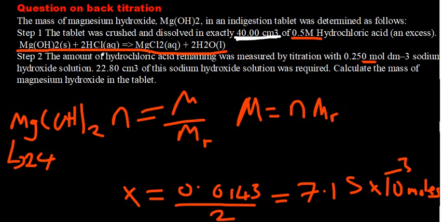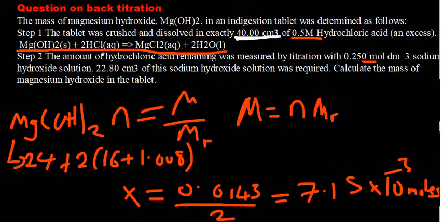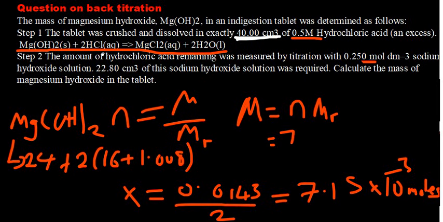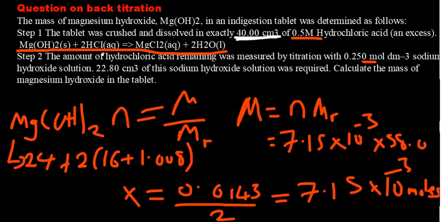So we have a 2 there. Then for oxygen we have approximately 16, and hydrogen is 1.008. So you have 16 plus 1.008 in the brackets, multiplied by 2, plus 24. So approximately you have 58. Therefore we have the number of moles to be 7.15 by 10 to the power negative 3, and the molar mass is determined to be 58.016.